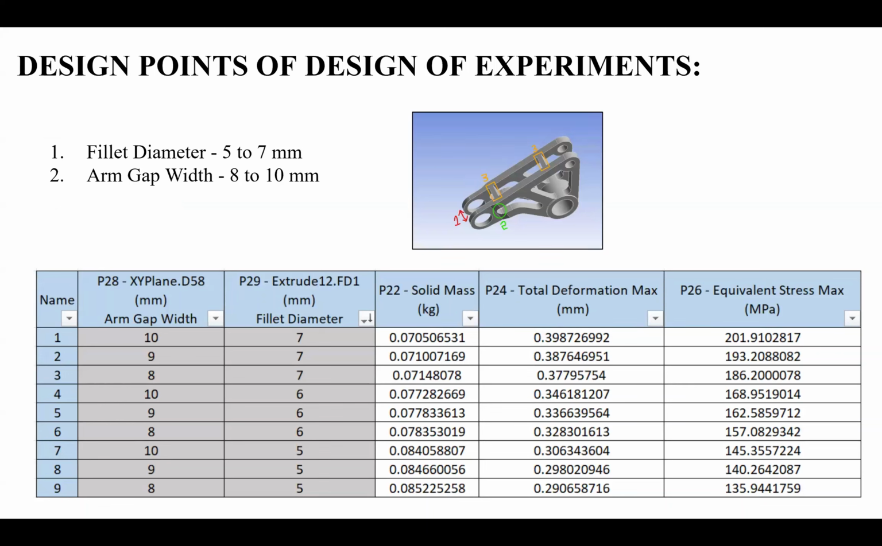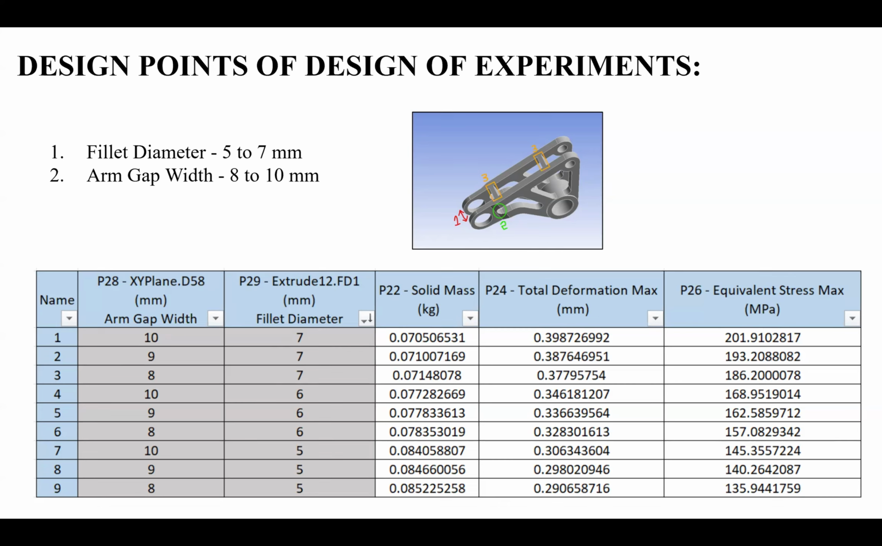So these are the design points of the design of experiments, where the fillet diameter was varied between 5 mm and 7 mm, and the arm gap width was varied between 8 mm and 10 mm. A total of several design points were created and solved, giving us a clear understanding of how these two parameters influence deformation, stress, and the mass.